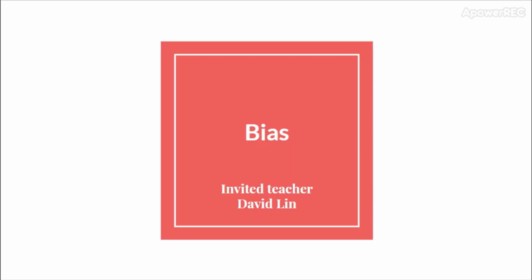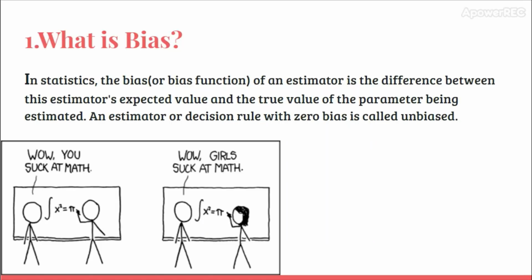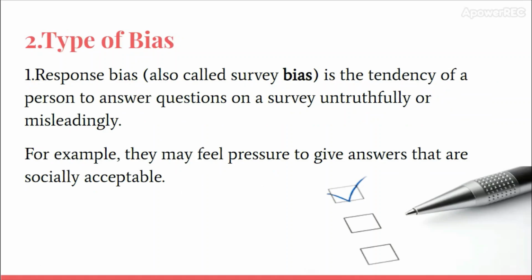So that's what bias means in our daily life. What does bias mean in math? Here it is: it's the difference between the expected value and the true value of the parameter being estimated. What does that mean? It means when you're doing research, you have two different sets of data, and the one you choose is biased. So this is what bias means in math. And there are lots of types of bias.